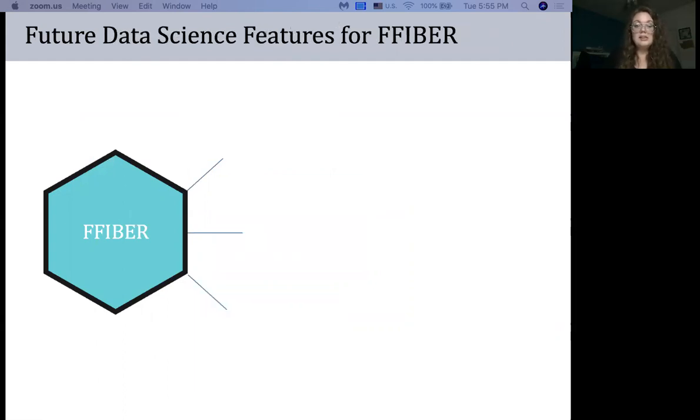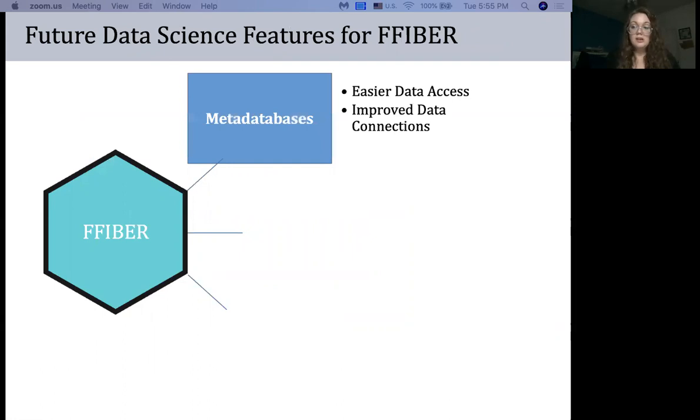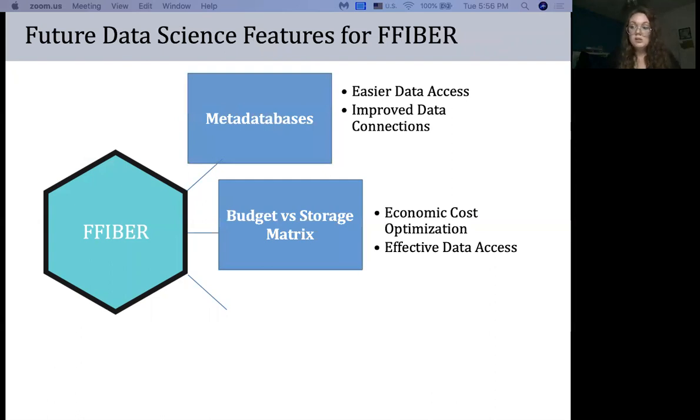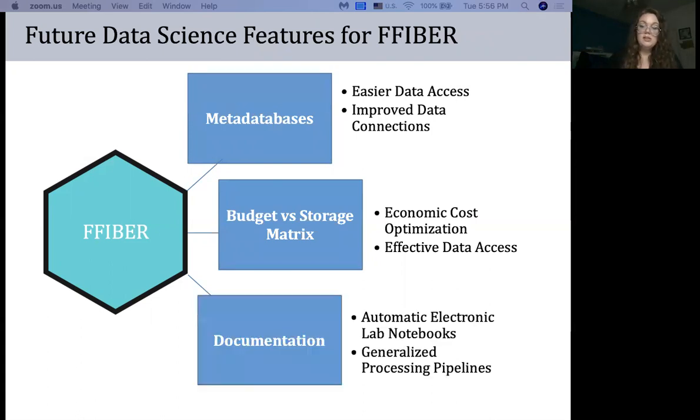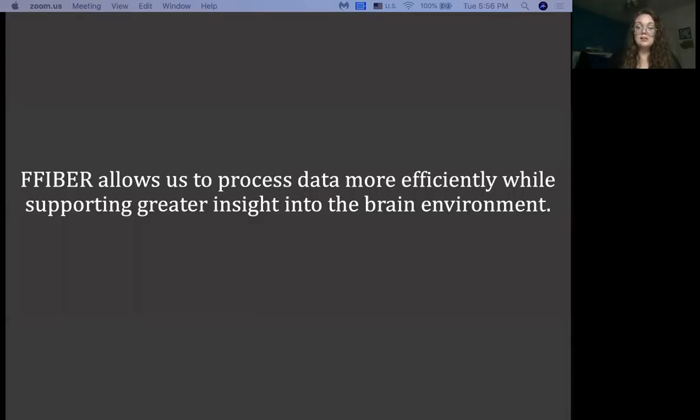And we have future data science features we'd like to build out as well, such as the creation of metadatabases for easier data access and improved data connections, and a budget versus storage matrix. We're working with the computer science engineering program at UW for economic cost optimization and effective data access, and better documentation for automatic electronic lab notebooks and generalized processing pipelines. So in conclusion, FIBER allows us to process data more efficiently while supporting greater insight into the brain microenvironment.